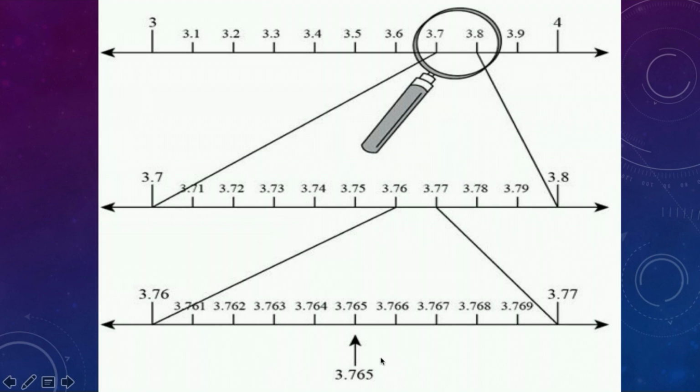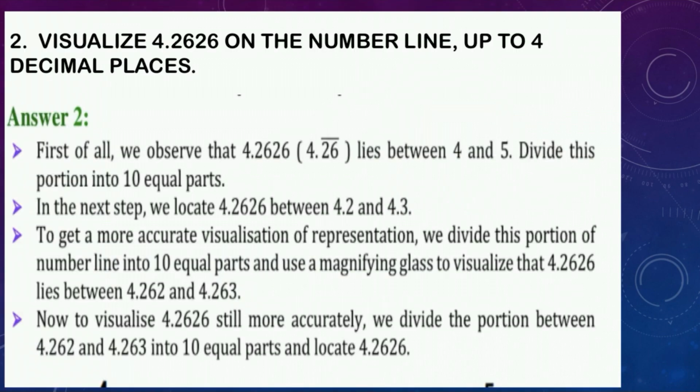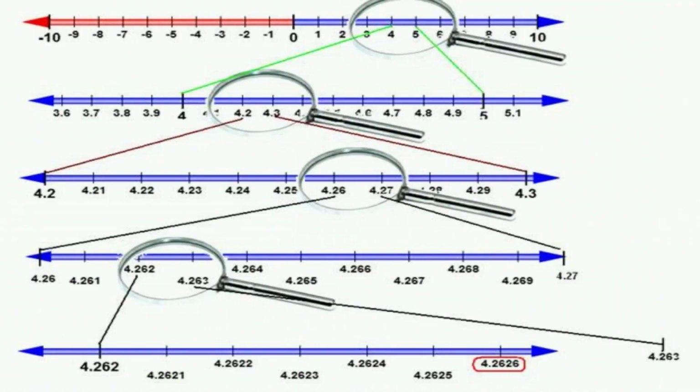Now we move on to question number 2. Visualize 4.2626, or 4.26 bar, on the number line up to 4 decimal digits. So this is also same. First I will draw the number line, divide it into 10 equal parts. Then my number is 4.2. So I will consider the line between 4 and 5. So I will zoom in the line between 4 and 5 and again divide it into 10 parts like 4.1, 4.2, 4.3 and so on.